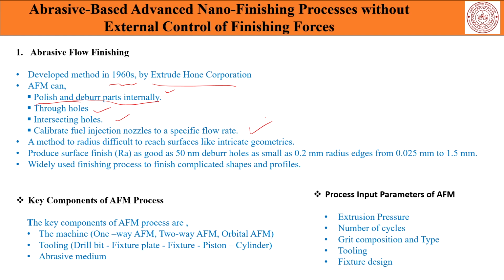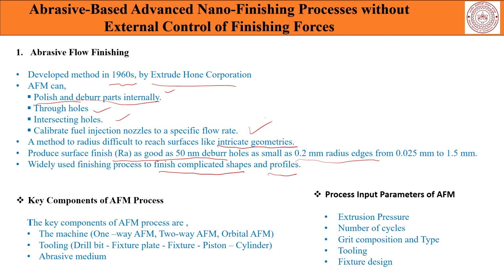Now, a method to radius difficult to reach surfaces like intricate geometries can be provided through these flow finishing processes. They can produce Ra as good as about 50 nanometer for a deburr operation, or radius edges as small as about 0.025 mm to 1.5 mm. That is how the sizes of achievable radii for chamfering etc. can take place using these processes. These processes are widely used in finishing complex shapes and profiles particularly.